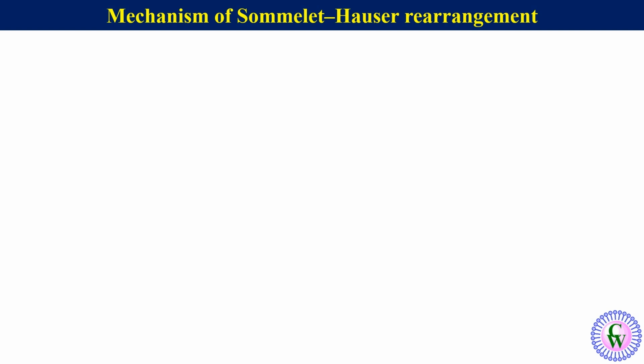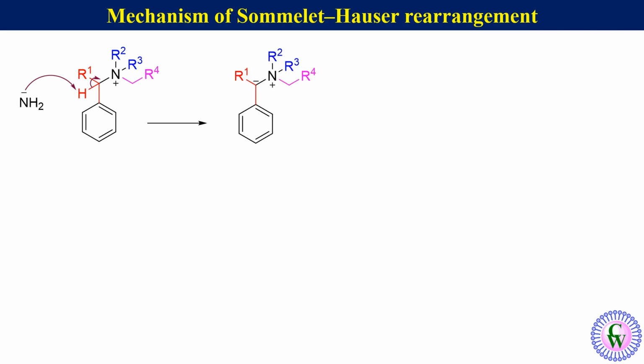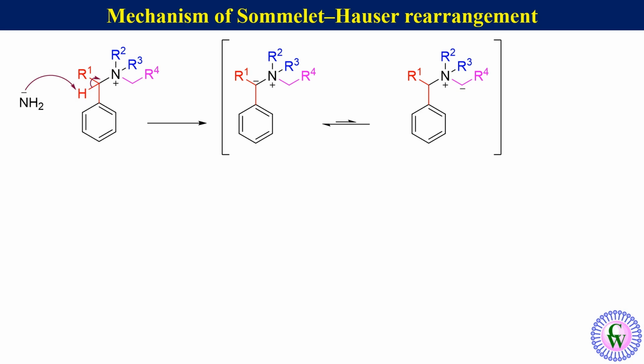Mechanism of Sommelet-Hauser rearrangement. Benzylic proton of benzyl quaternary ammonium salt is acidic and sodamide is a base. Deprotonation of benzylic proton by sodamide like this produces benzylic ylide. This benzylic ylide is in equilibrium with a second ylide that is formed by deprotonation of one of the ammonium alkyl groups. The second ylide is present in much smaller amounts.